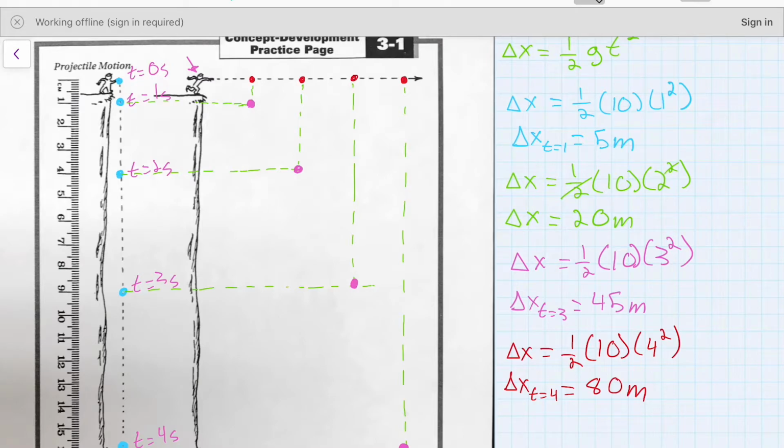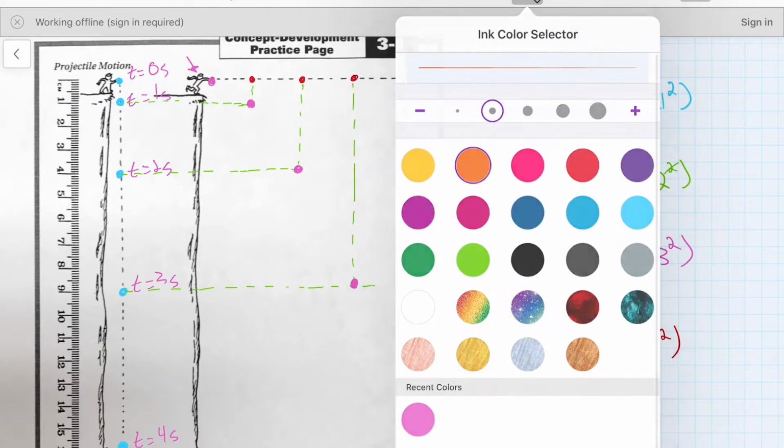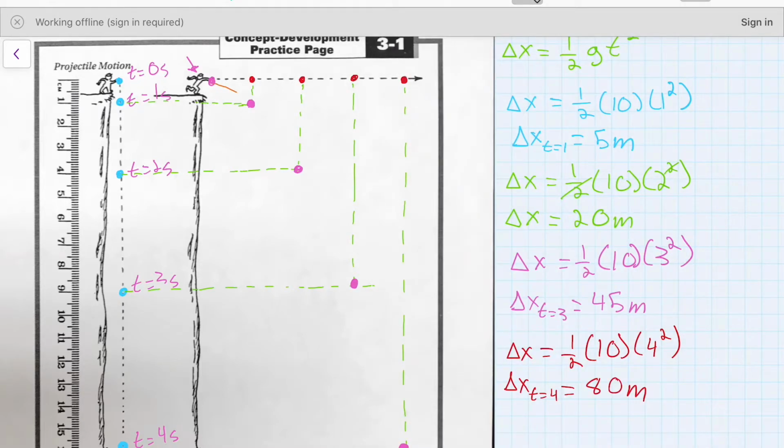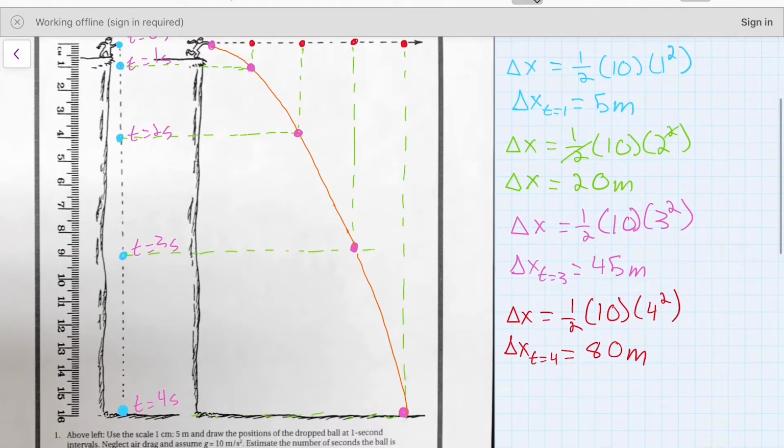So now we can connect the dots here, but it should be with a smooth curve because projectiles take a parabolic arc for their trajectory. So I'm going to try my best to make this look like a parabola. Alright, there we go. So we just combined the horizontal and vertical motions to create projectile motion.